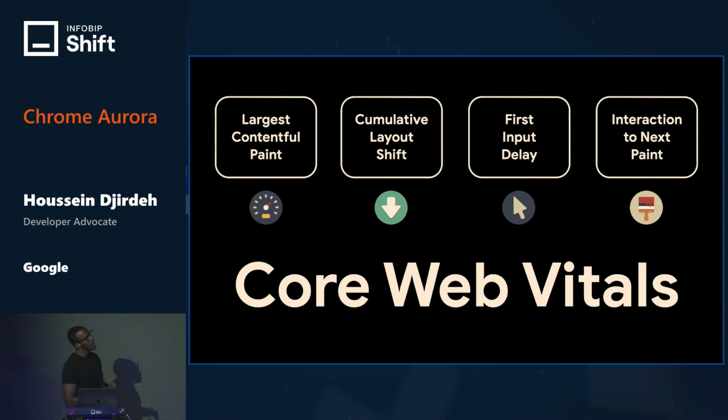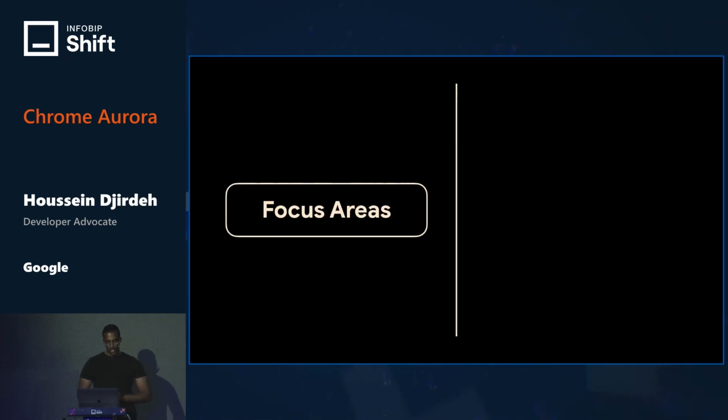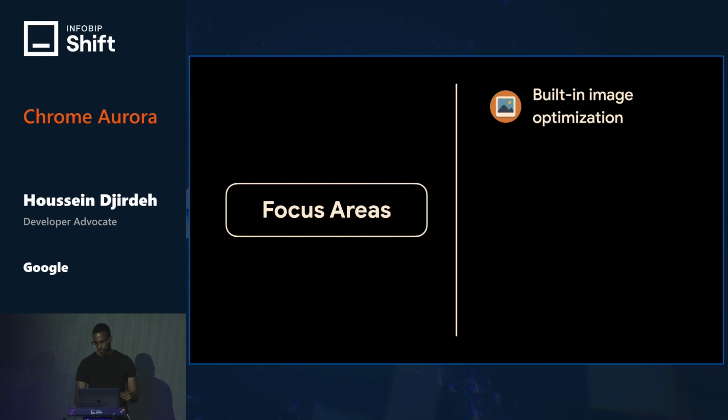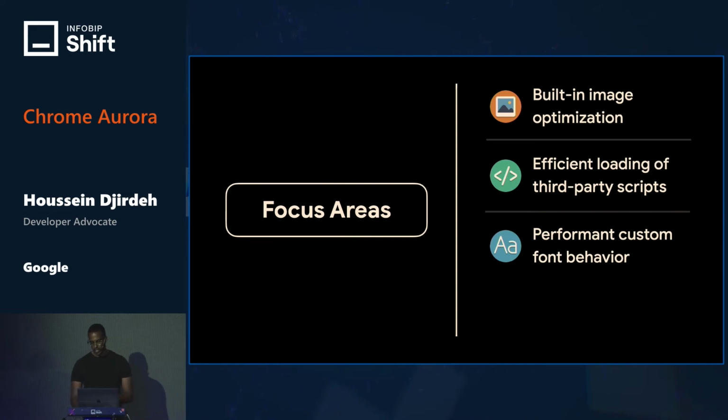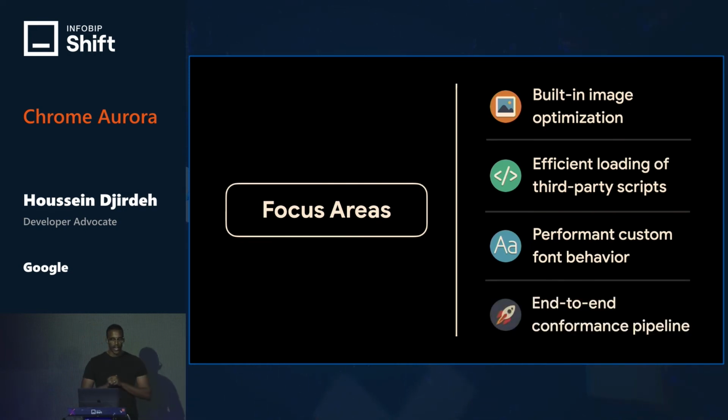These metrics have and will evolve over time, but we plan to continue working with frameworks to ensure that the default experience is one that meets all the core vital thresholds where nothing is compromised. There are many different areas that we think about when we try to improve UX and DX, but our closest collaborations so far have naturally landed in one of a few focus areas, including better built-in optimizations in the frameworks, improved third-party script loading, more performant and less jarring behavior for custom fonts, and even an end-to-end conformance pipeline to provide developers with actionable guidance when necessary.